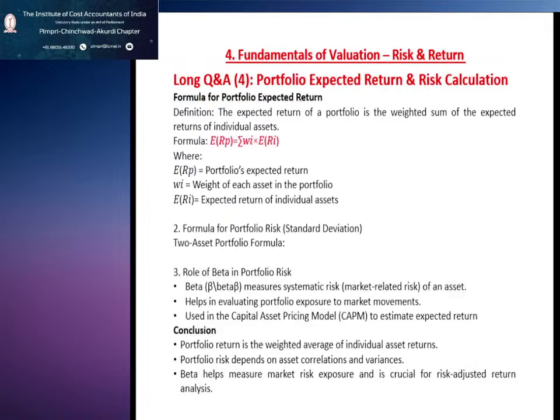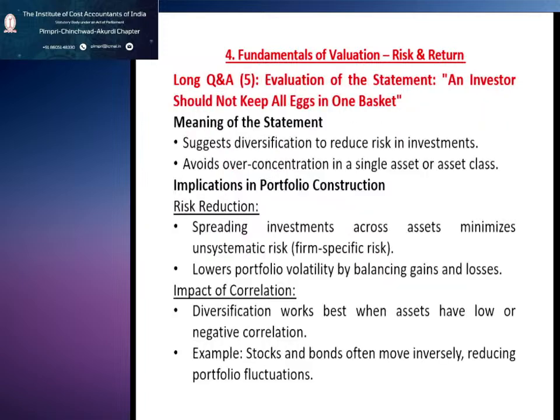We thereafter saw the formula for a portfolio expected return, how it works. The conclusion wise, portfolio return is weighted average of individual asset returns, and portfolio risk depends on the asset correlations and variances. Beta helps measure the market risk exposure and is crucial for risk adjusted return analysis.